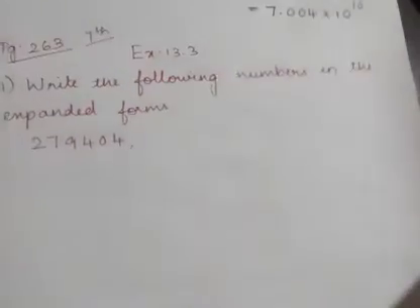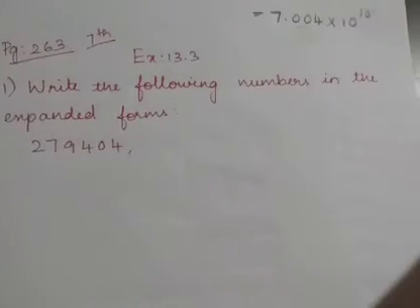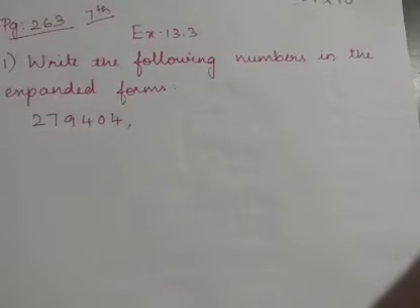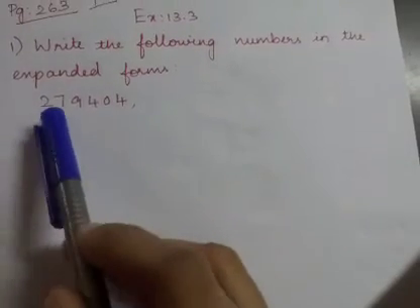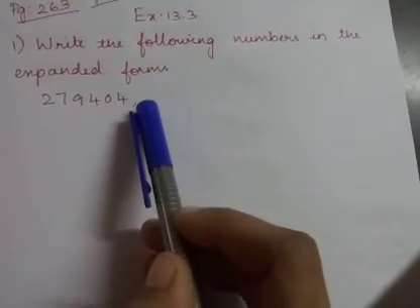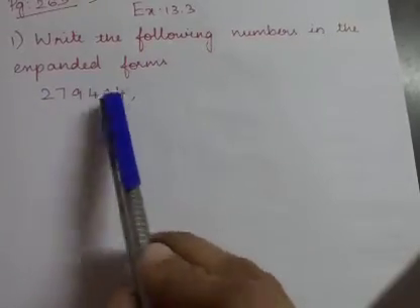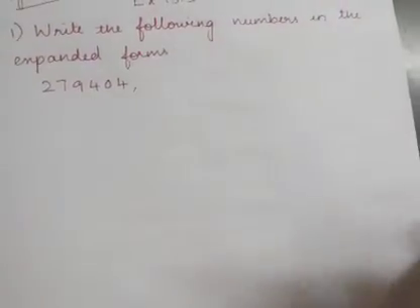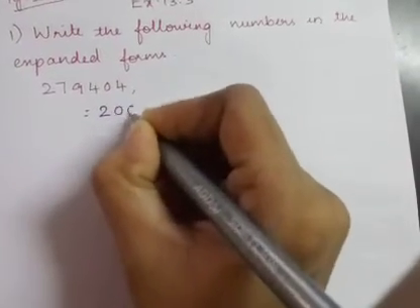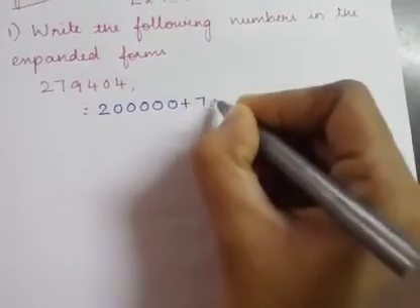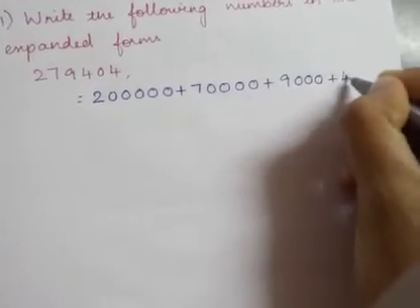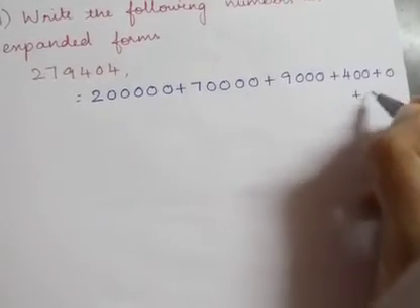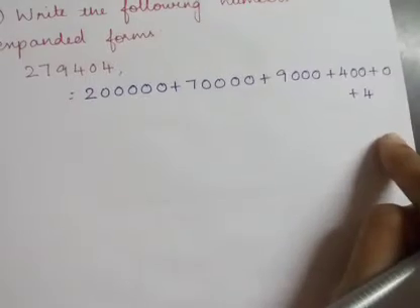Okay. Next we are going to go with the exercise problem, exercise 13.3. First problem. Write the following numbers in the expanded form. Do you remember the expanded form, right? In that, the first question is 279404, which means 2,79,404. So usually how will we expand it? 200000 plus 70000 plus 9000 plus 400 plus 0 plus 4. Yes, this is how you will expand it usually.